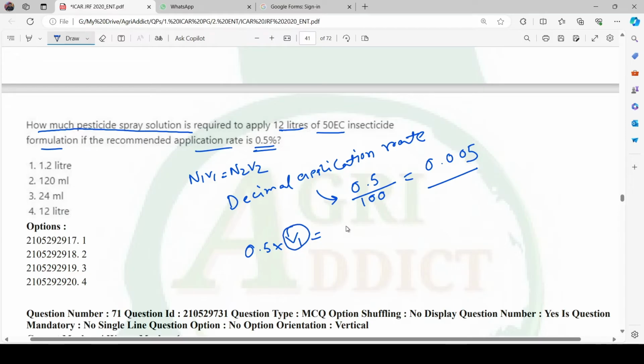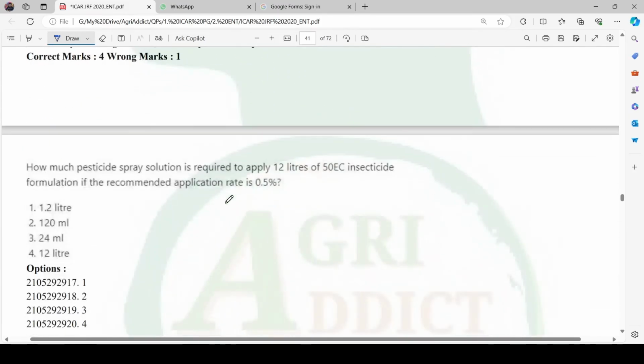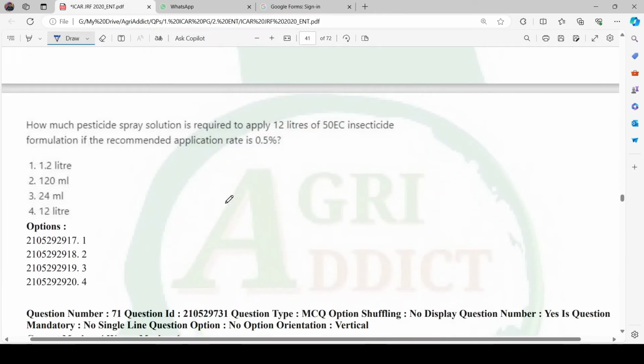Then we know the N2, that is 0.05. You got it from this. So the next question is question number 70. How much pesticide spray solution is required to apply 12 liters of 50 EC insecticide formulation, that is emulsifiable concentration, if the recommended application rate is 0.5%?